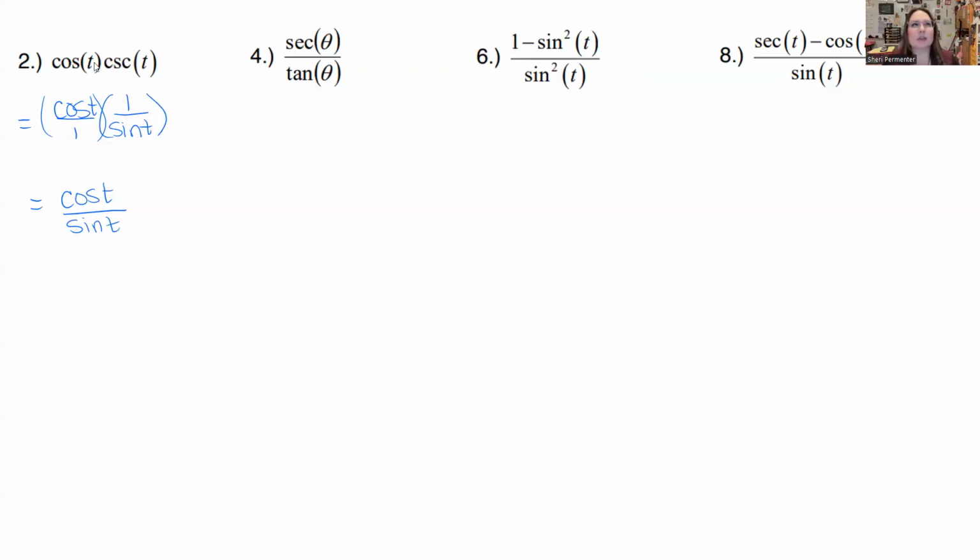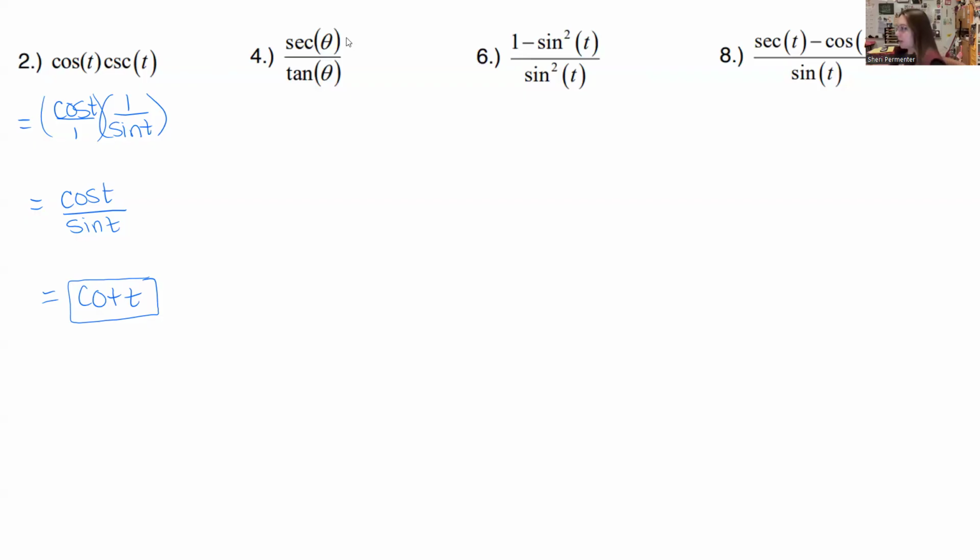And I don't care if you put these parentheses, it doesn't really matter. What's cosine over sine? Cotangent. Oh, not theta. Did I simplify to one trig function with no fractions? Then I'm done. It's not terrible.